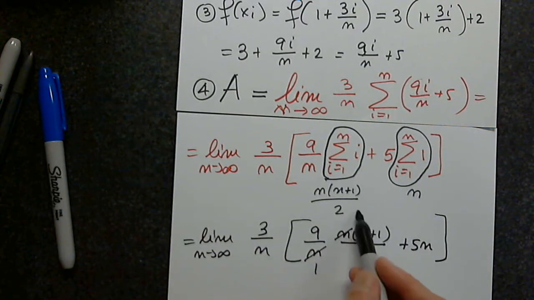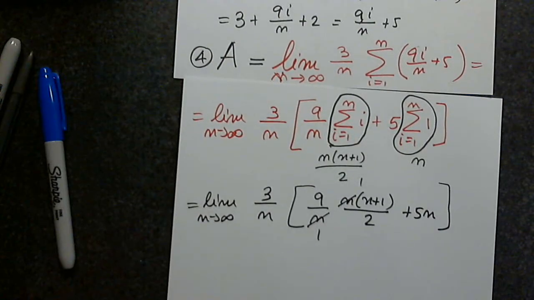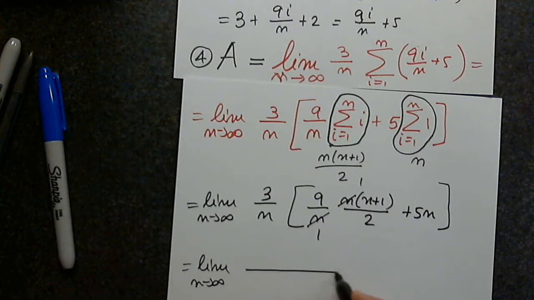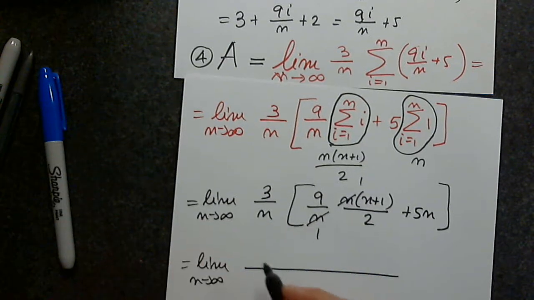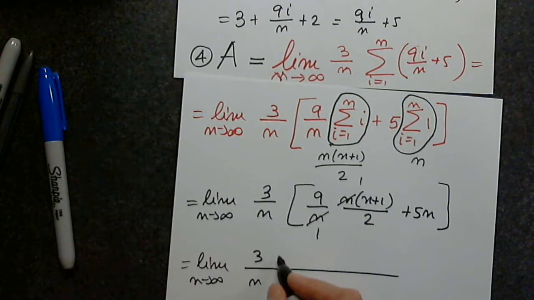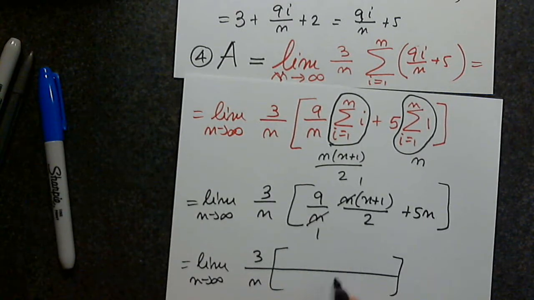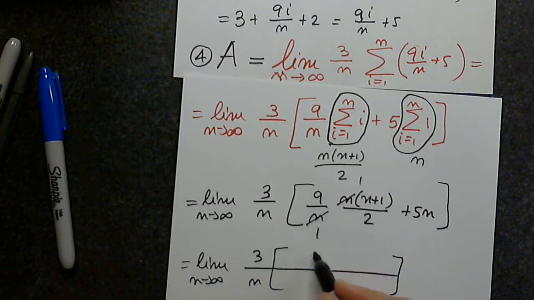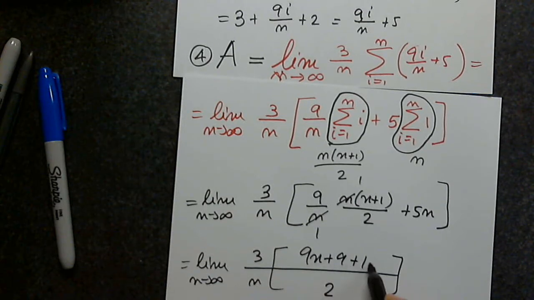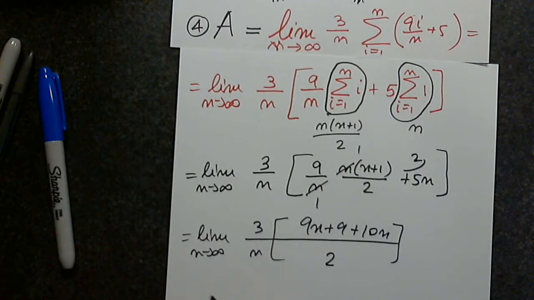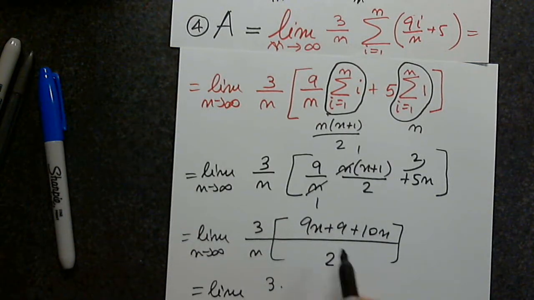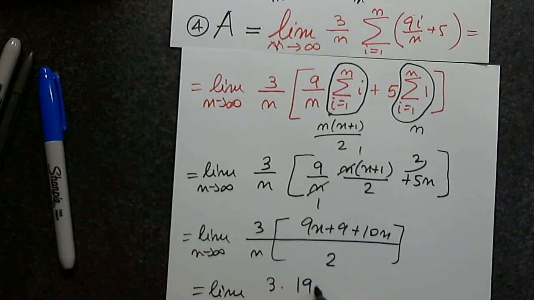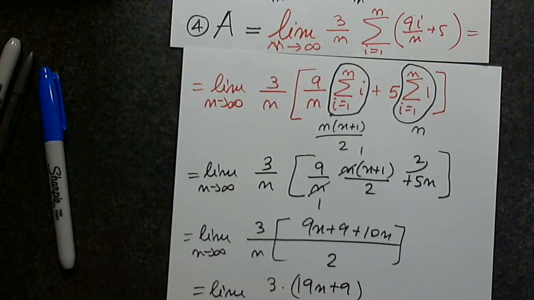These two go away. The least common denominator is 2, and I'll put the n, or let me leave it for now outside. So this is 9n plus 9 plus 10n. This one needs a 2. Finally, limit as n approaches infinity, 3 multiplied by (19n plus 9) divided by 2n.